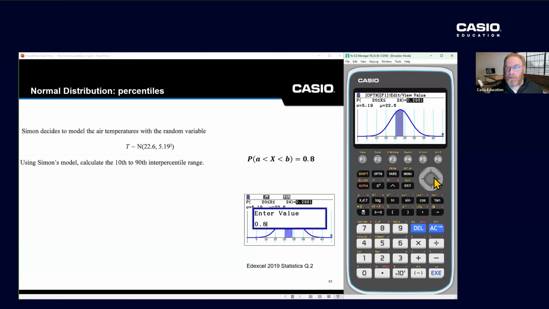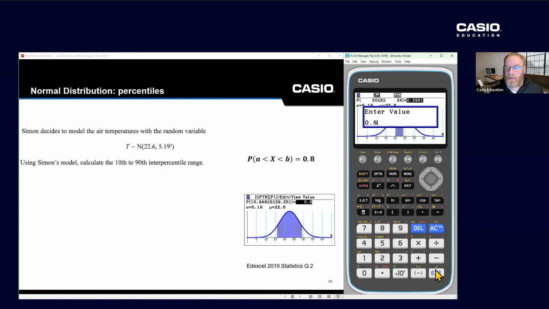So what we now do is we change the probability to the one that we want. So let's just enter 0.8. And this will then change the values of x. Okay, so we've got a lower bound 15.9, upper bound 29.2. However, it is asking for the range, not the values of x. So what you can do quite nicely is you can actually extract those values of x. And you can interrogate them if you want.